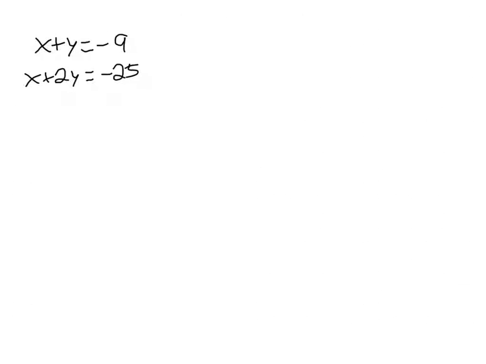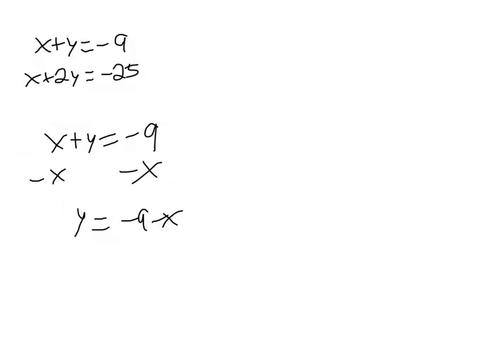So how does it look? Let's look at our first equation here. x plus y equals negative 9. So let me write that here. So what I would do here is either solve for x or solve for y. I'm going to go ahead and solve for y because it will save me a step in the end. So to solve for y, I just isolate y. So subtract x from both sides. Negative 9 minus x. Perfect. Let me rewrite that a little bit.